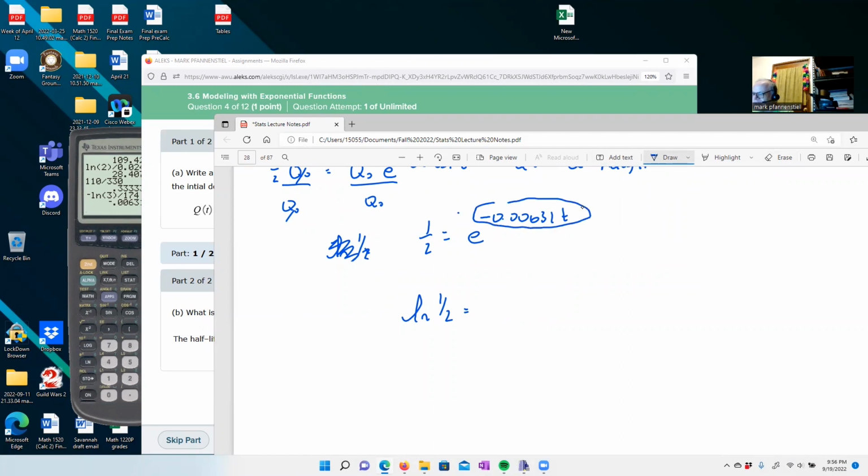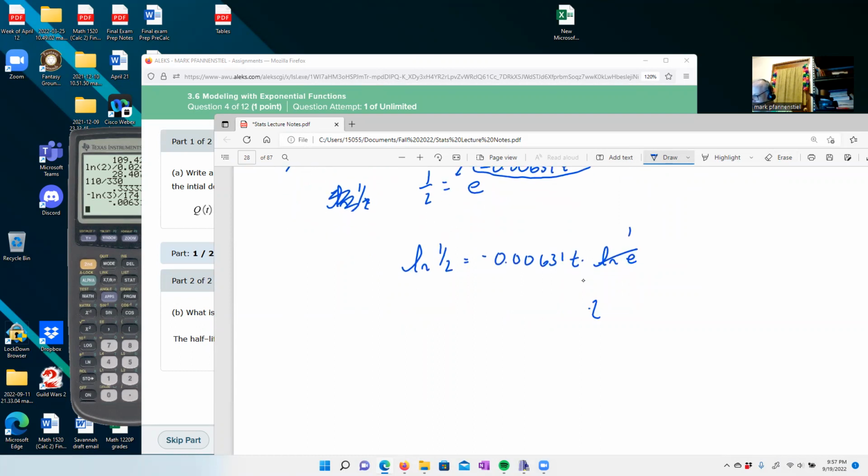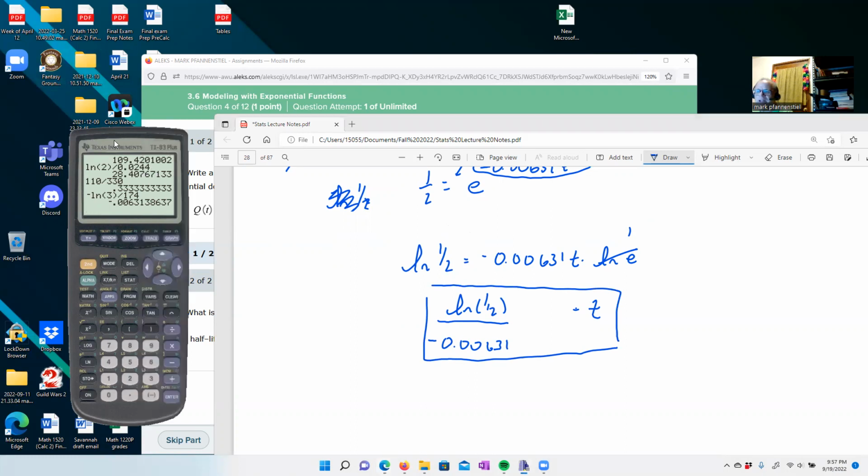Don't put a negative number inside a logarithm. That's going to give you an error. Outside is fine. So negative 0.00631 t times the natural log of e. We know that's 1. So all we're going to have left here is t is equal to natural log of 1/2, or negative natural log 2 if you prefer, divided by negative 0.00631. That's going to be our half-life of this fluorine-18.